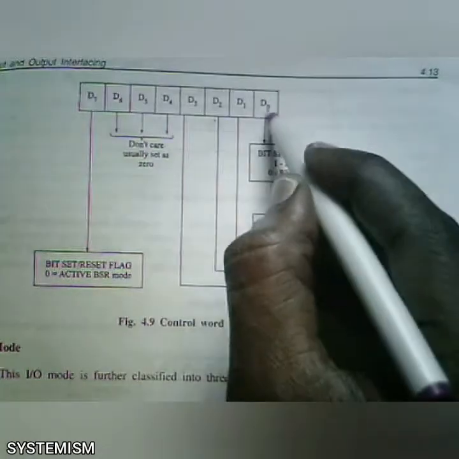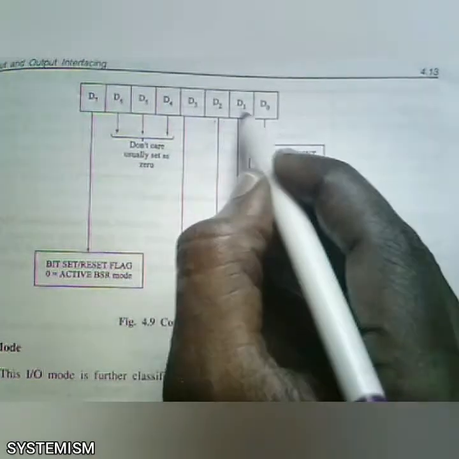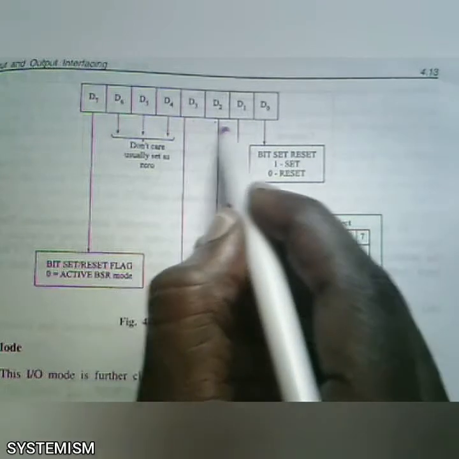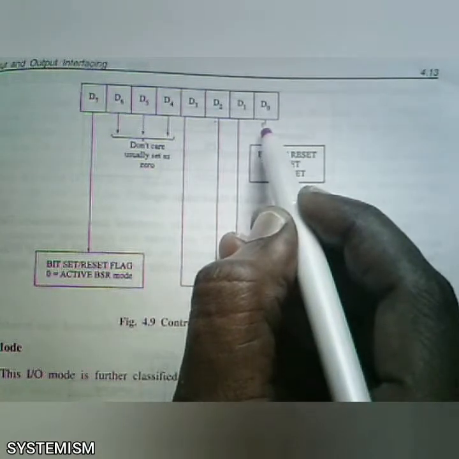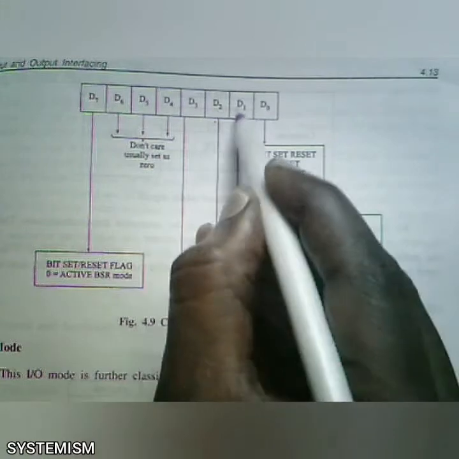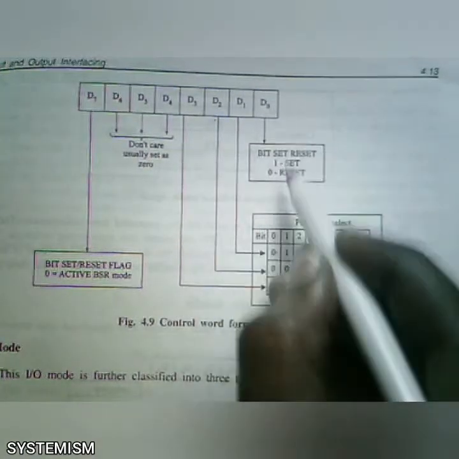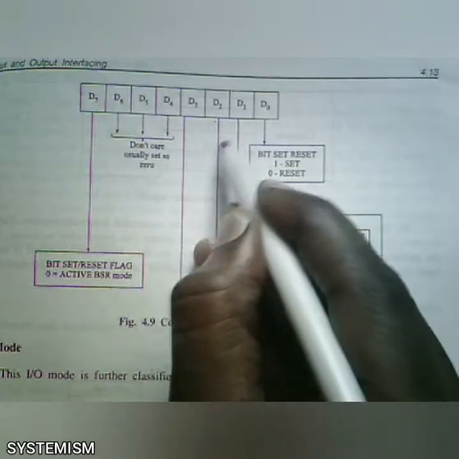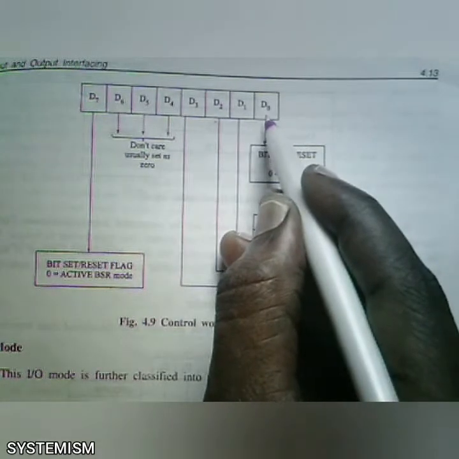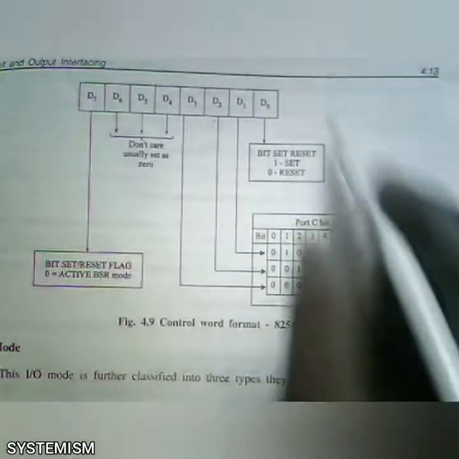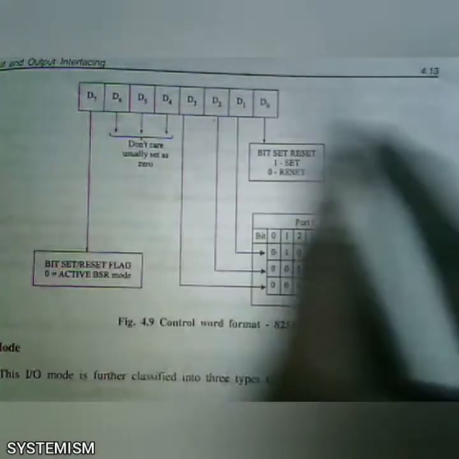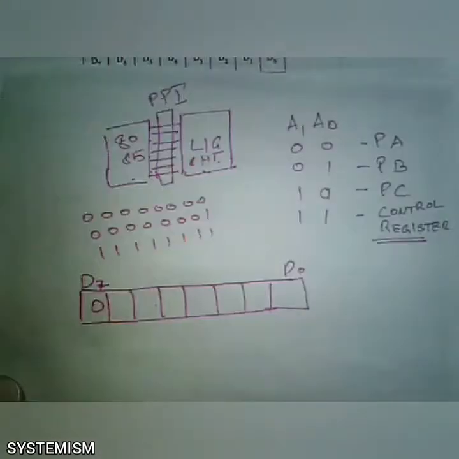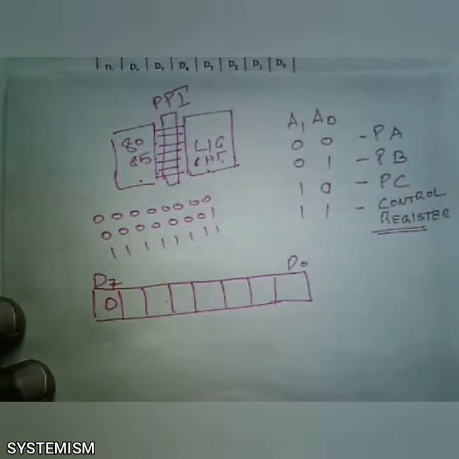Okay, I am putting 000 and 0 here. That means I want my PC0 to be reset. Now I am putting 001 and I am putting 1 here. Okay, 1 means set, isn't it? 001 means PC1, so PC1 bit must be set. Okay, so that is what this is saying. So that's all. This is your BSR mode, bit set or reset. BSR mode over. Okay, now what is the next mode?